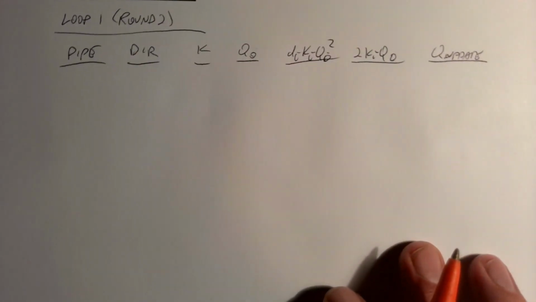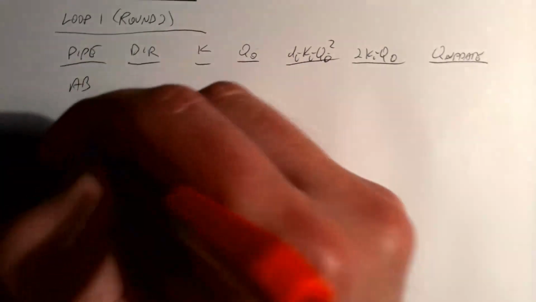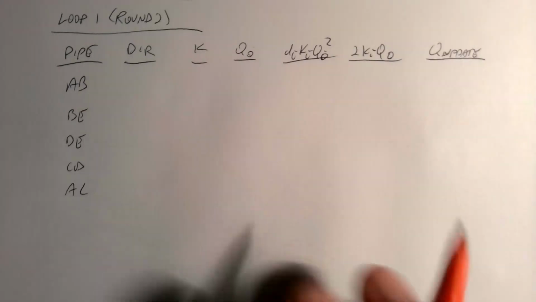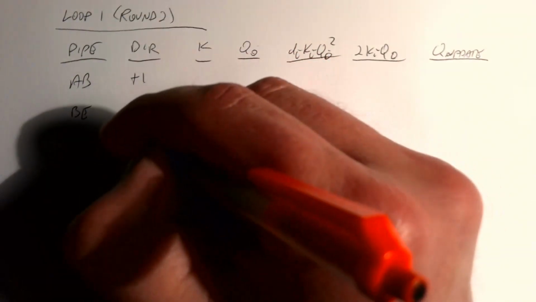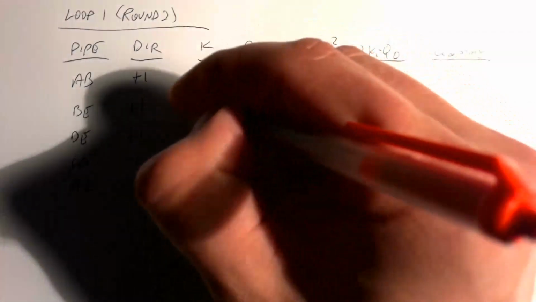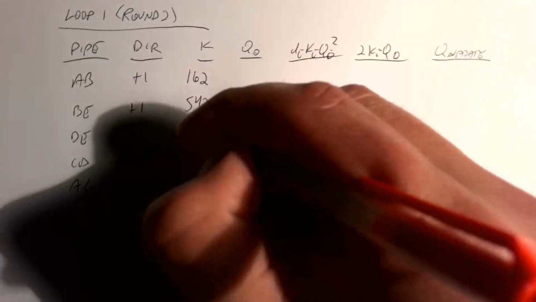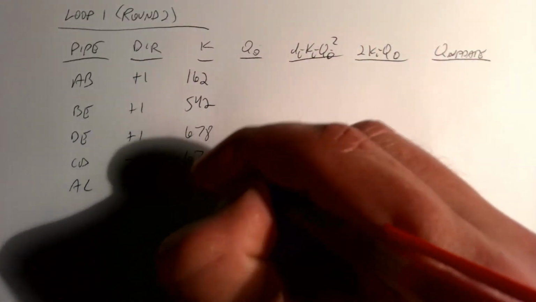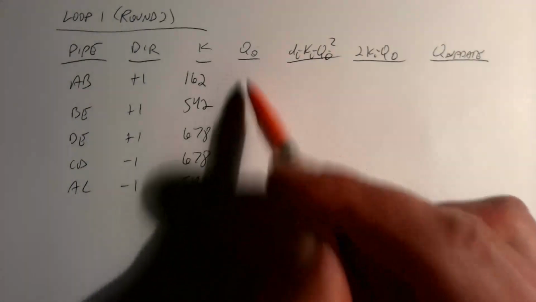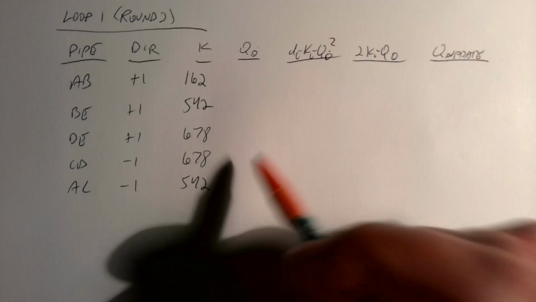Okay, and so we once again here have, like we did in loop 1, AB, BE, DE, CD, and AC, and the directions will be the same, so +1, +1, +1, -1, -1. The K's will be the same: 162, 542, 678, 678, and 542. So all of that is the same, and then the key thing here is to get all of our Q0s updated here.